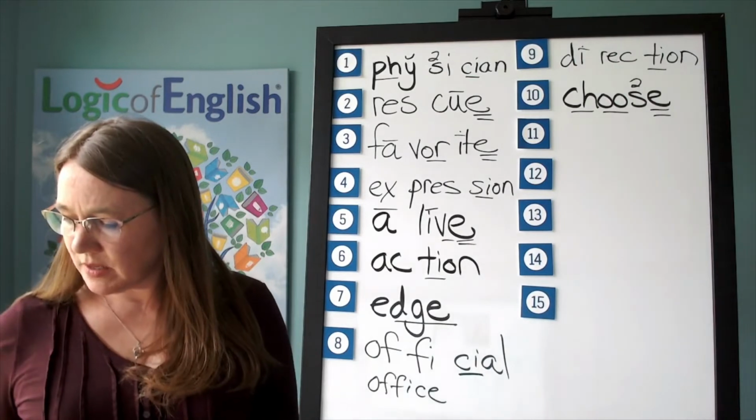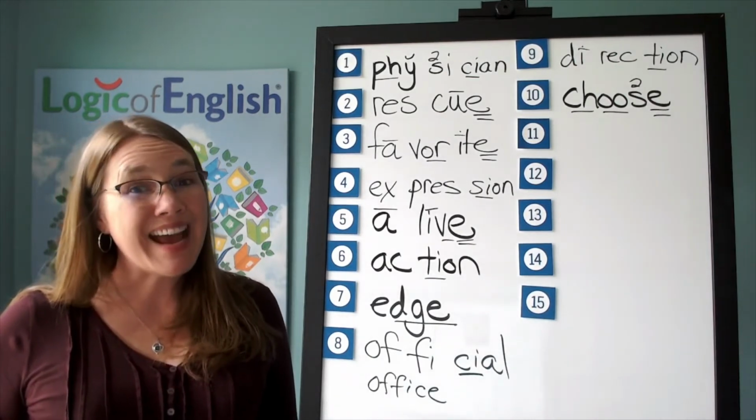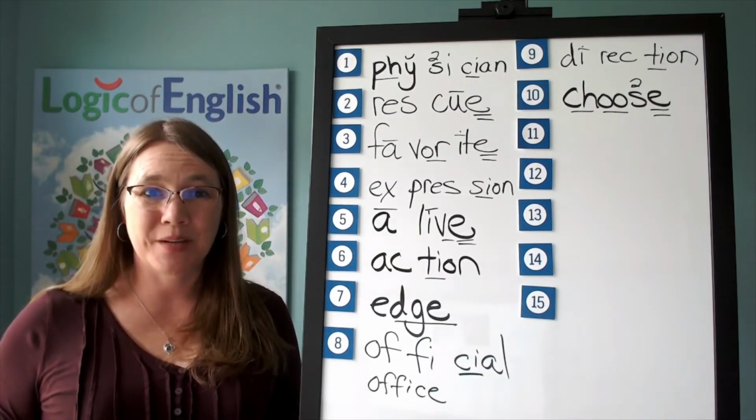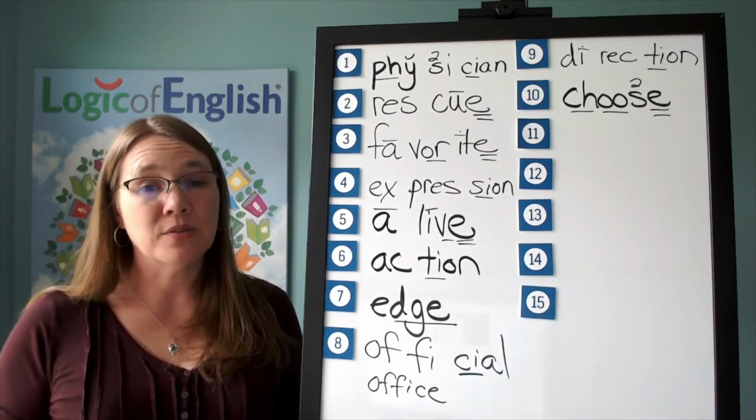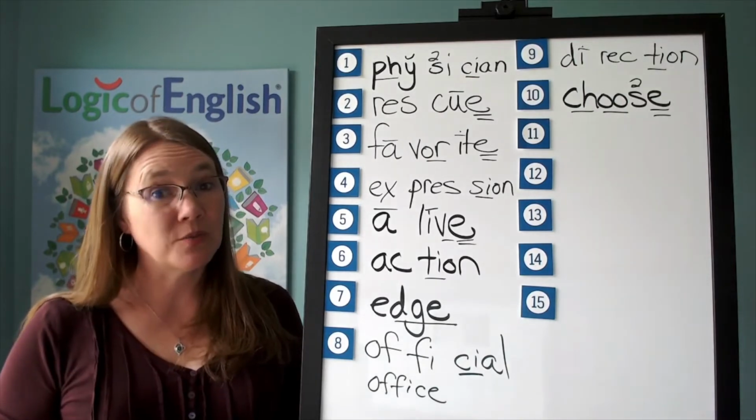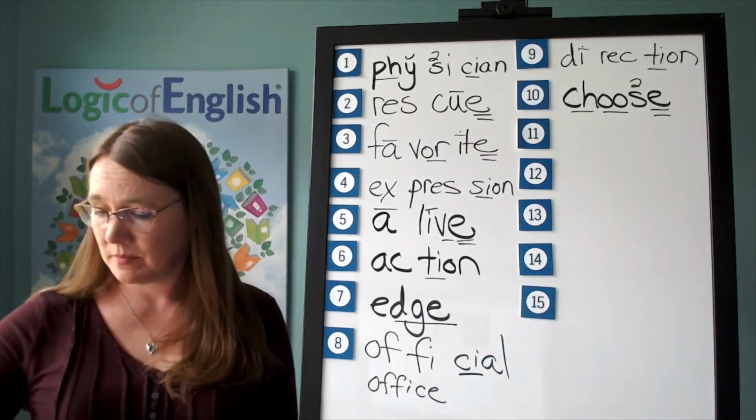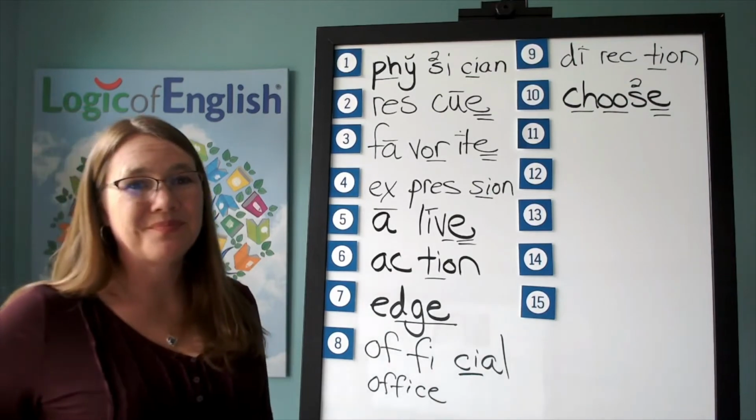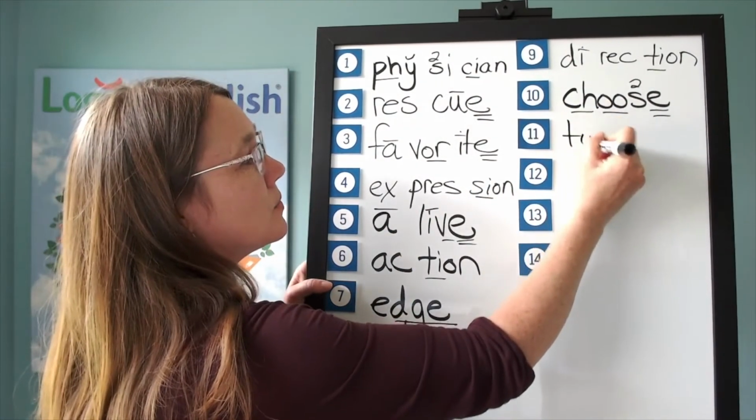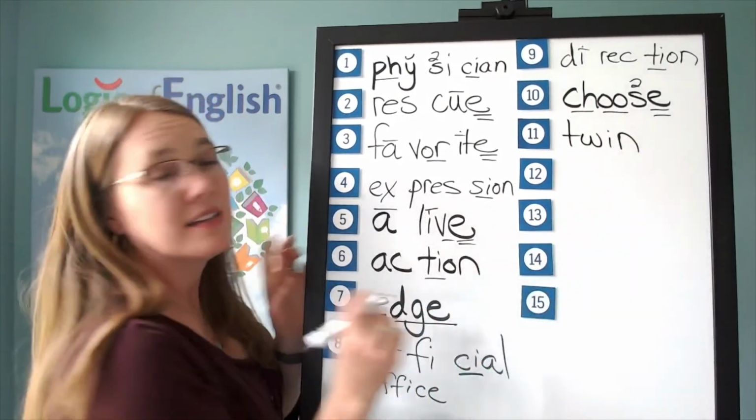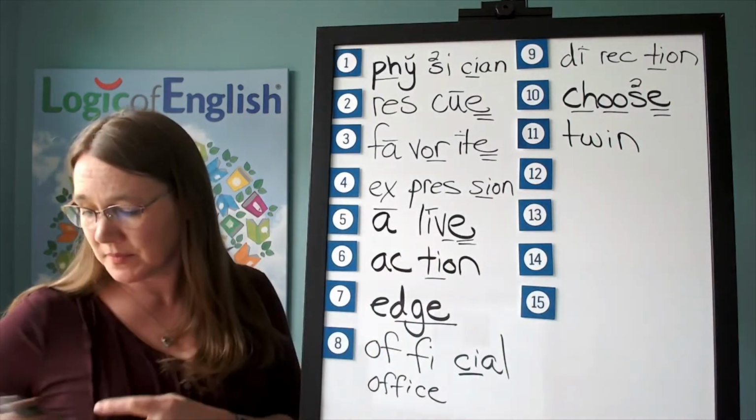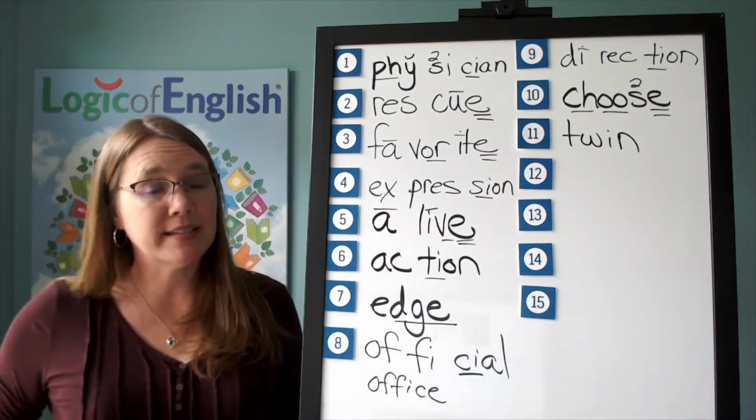The next word is twin. He has a twin brother. Twin. Go ahead and say twin. Let's sound it out. T-w-i-n. Go ahead and write twin. And help me to write it. T-w-i-n. Let's read it. T-w-i-n. Twin.